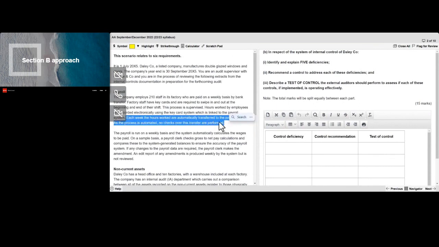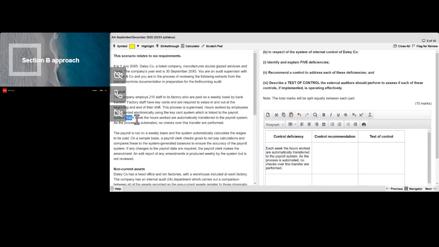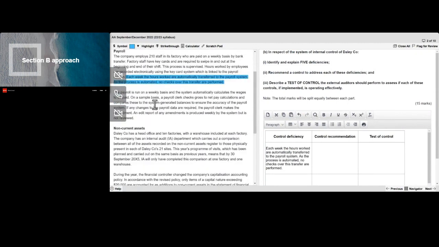First one's here, so I can Control C, and then I can click into my answer area and hit paste. I can then highlight them so that then I can see in the scenario how many I have been collecting and look at the pattern as I work through the scenario.